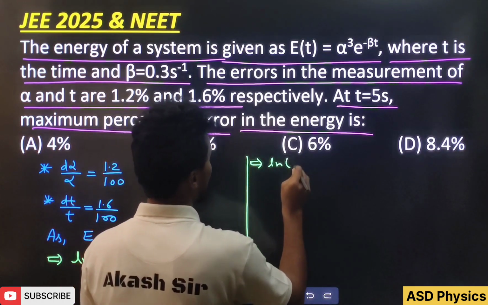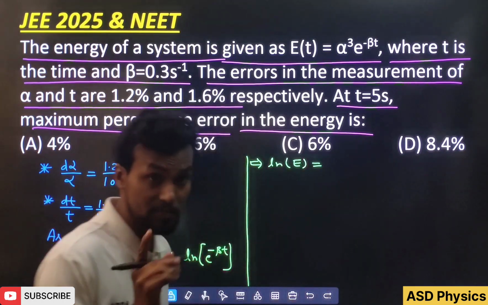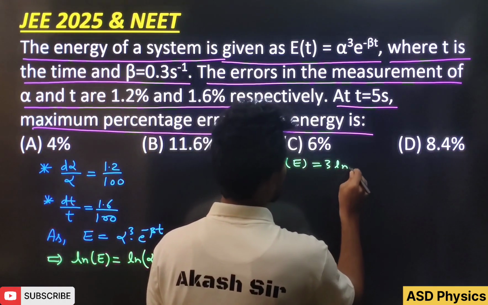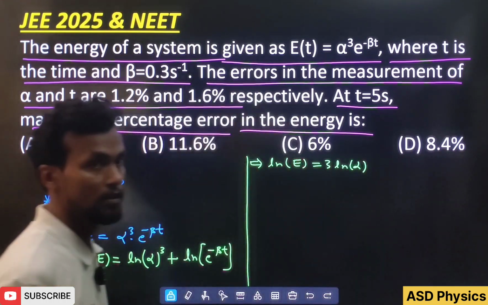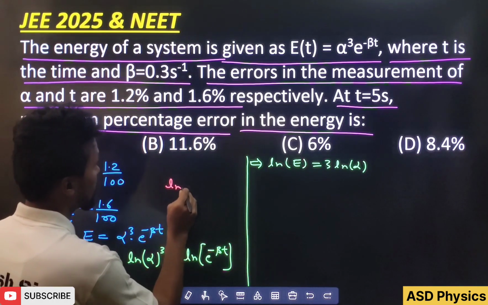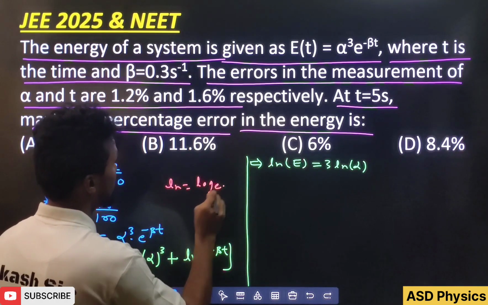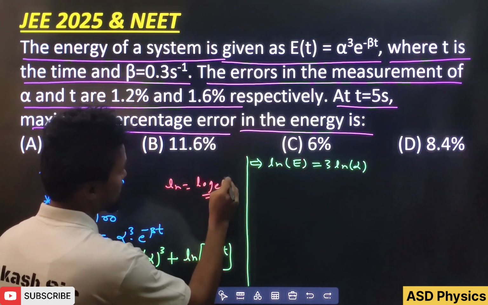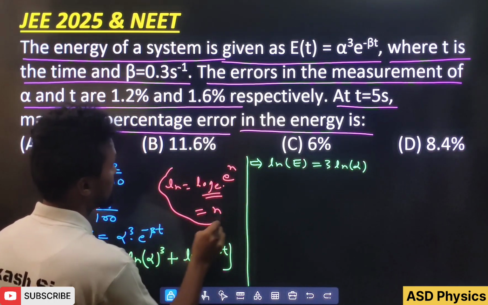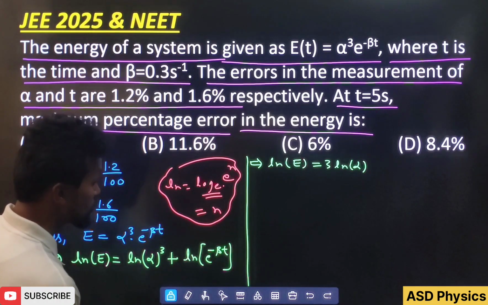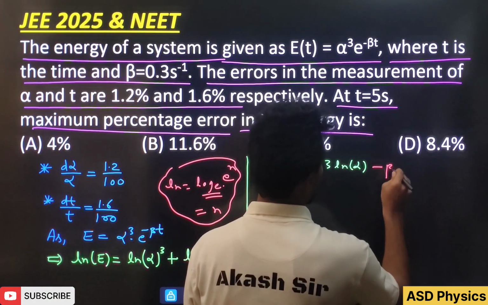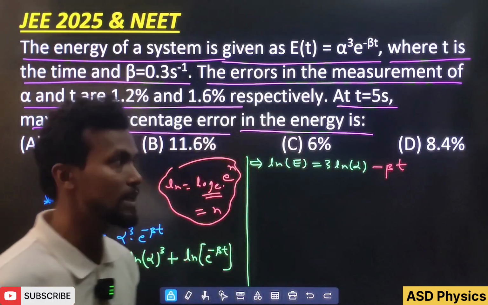It will become ln E is equal to, here this 3 will come to this side, so it will become 3 ln alpha. 3 ln alpha. Okay, and ln anyhow always means base e. ln means log base e always. So log base e, and again e to the power n, that means it will come as n. Getting? Now this n will appear here. So here this minus beta t will appear.